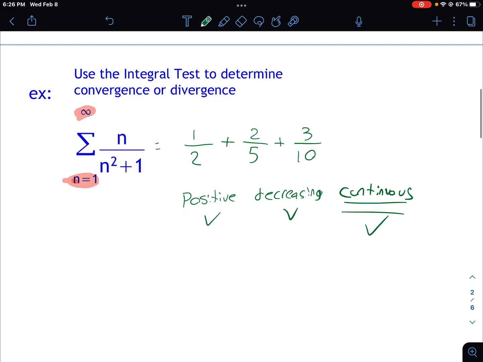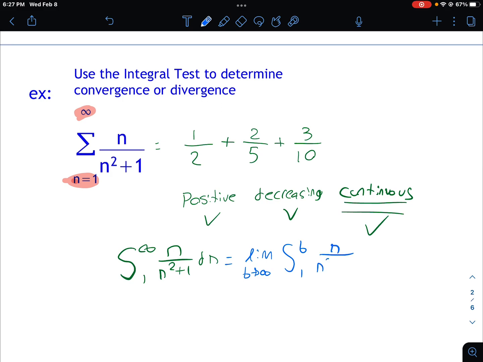So because of this, we know, sorry, my dogs are barking a little bit. What's going to end up happening is we're able to take the improper integral from 1 to infinity of n over n squared plus 1, dn. When we take an improper integral, we must rewrite it as the limit as b approaches infinity of the integral from 1 to b of n over n squared plus 1, dn.